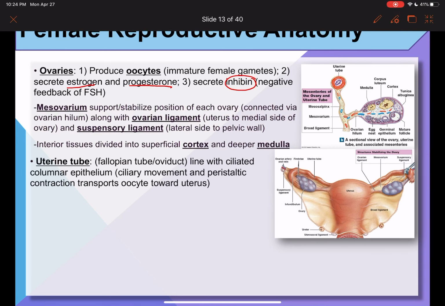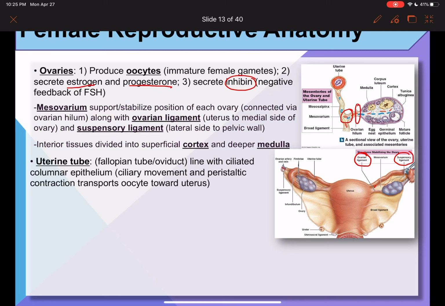Now, the ovaries are not technically connected to the fallopian tube or the uterus, so they have to rely on multiple connective tissues to support their position in the body. For example, the mesovarium, which is this main area here, supports and stabilizes the position of each ovary using the ovarian hilum. The other two ligaments you can see here are the ovarian ligament and the suspensory ligament.